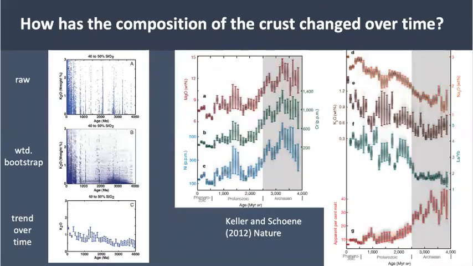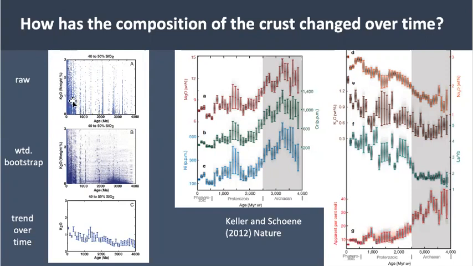Another question that we can ask is, how has the composition of the continental crust changed over time? This is a really nice statistical sampling study done by Brendan Keller and Blair Schoene, where they looked at over 70,000 different samples from the igneous rock record on the continents. And they did this both for mafic rocks and felsic rocks. The plots that I'm going to show you here are just focused on mafic rocks because it's a lot of data to look at. And what they essentially did was they looked at a variety of geochemical parameters.